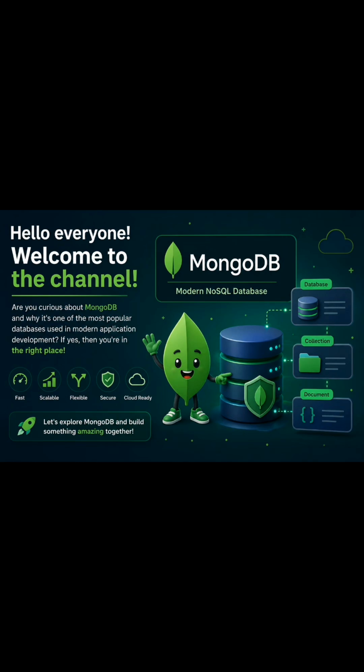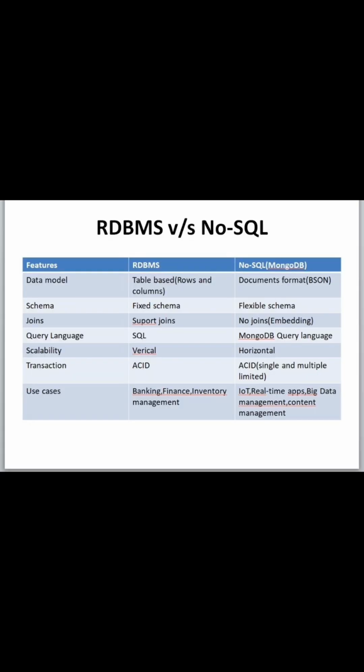Let's get started. In the table, I have mentioned the difference between RDBMS and NoSQL. The table has 3 columns: features, RDBMS and NoSQL. Let's discuss now. First, data model. RDBMS is table-oriented, data is saved in rows and columns, but in NoSQL like MongoDB it is document-oriented, in BSON format.